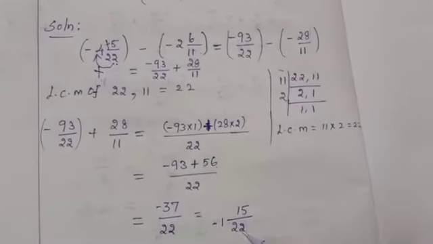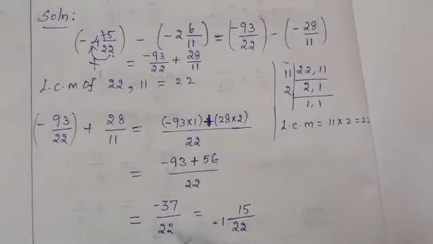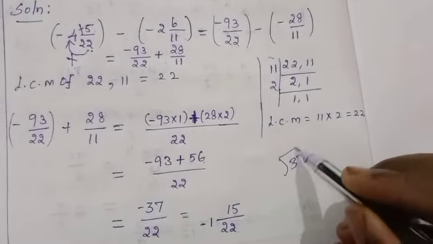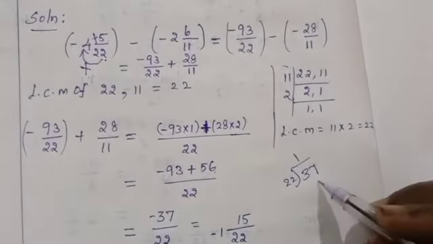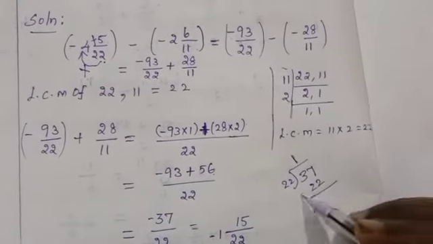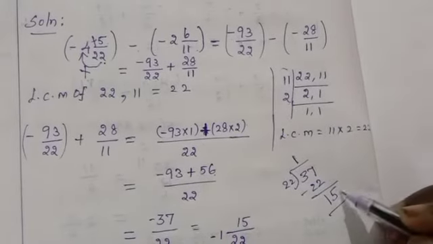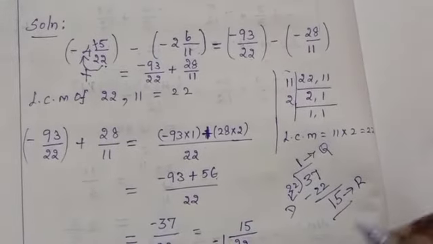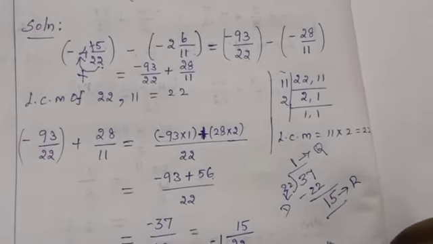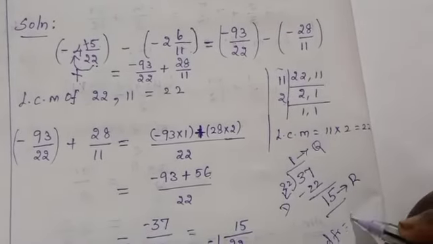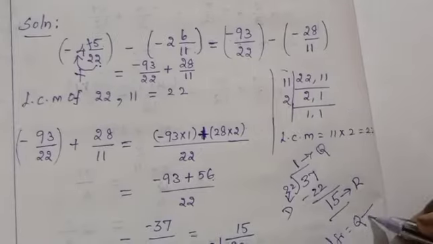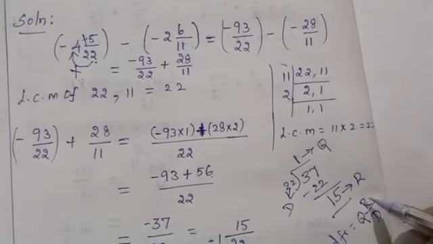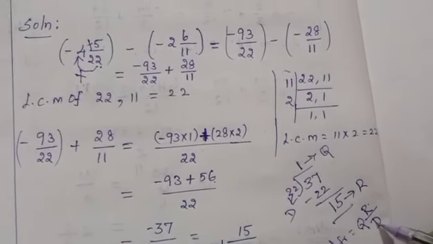So the final answer is written as an improper fraction, 37 by 22. How do you make it a mixed fraction? Divide 37 by 22 using normal division. 1 time, only 1 time. So you subtract, it is 15. So this is the remainder, this is the quotient, this is the divisor. How do you write it as a mixed fraction? Write the quotient at the side, the remainder at the numerator, and the divisor at the denominator.